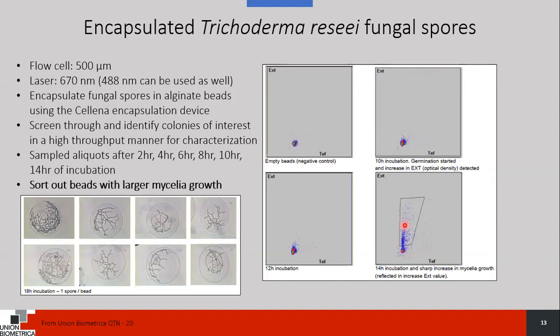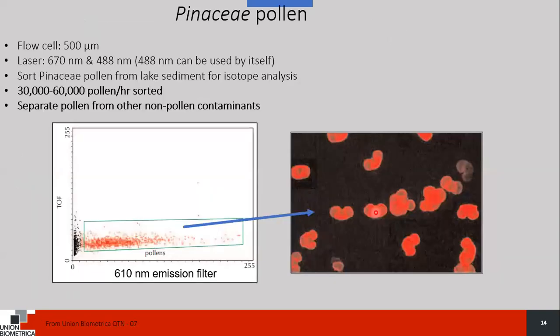So this is an example of what you can do with something that's encapsulated, and then sort out or parse out those at different stages and do further research with them.